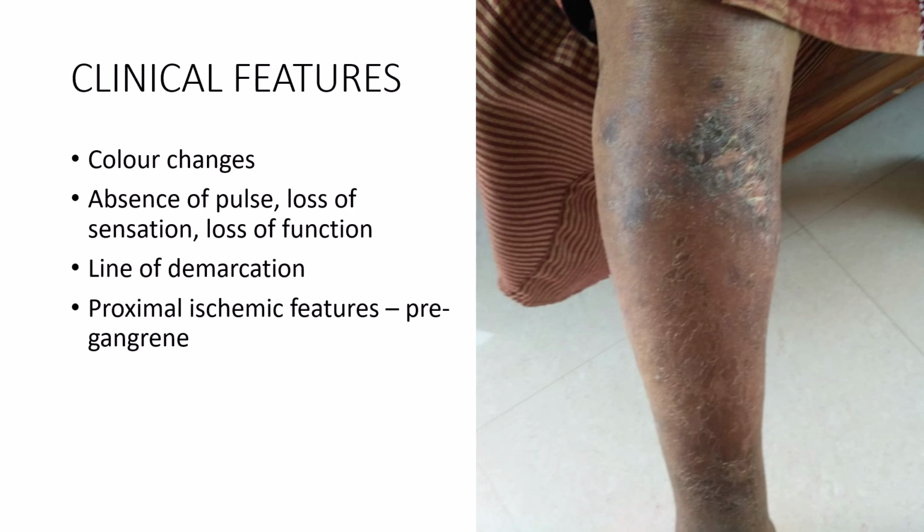Then you'll be seeing the absence of pulse, loss of sensation, and loss of function. There will be a line of demarcation between the healthy tissue and the dead tissue by a band of hyperemia and hyperesthesia, along with the development of a layer of granulation tissue. This is seen classically in dry gangrene. Then you'll find proximal ischemic features, present with rest pain, color changes, and hyperesthesia. These are also known as pre-gangrene changes.